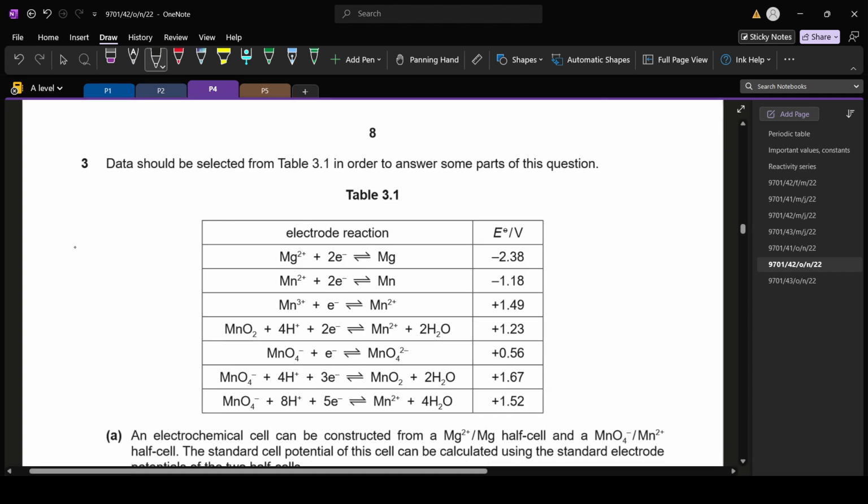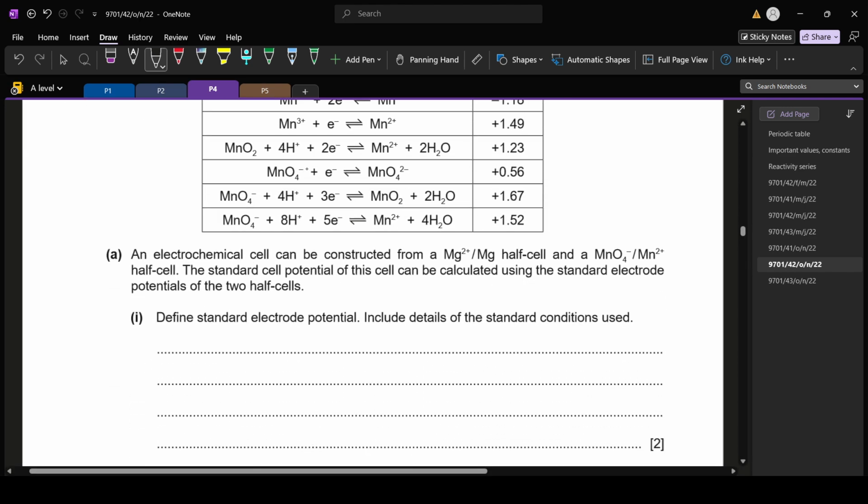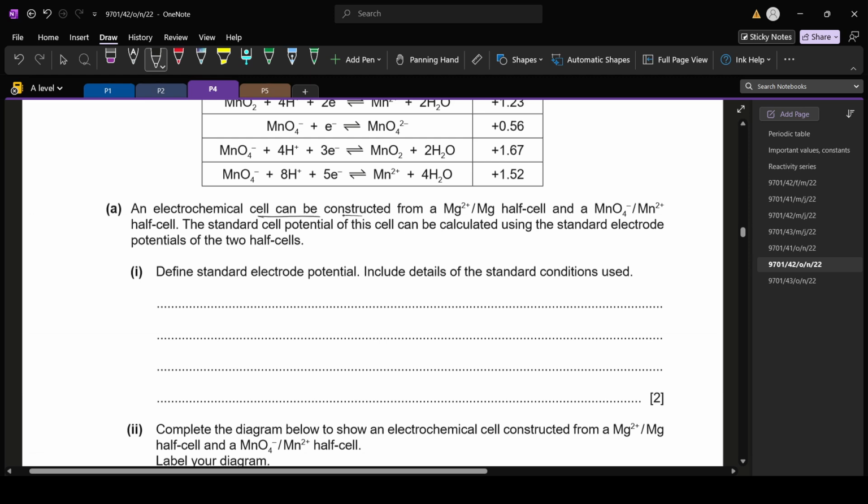Now moving towards question number 3. Data should be selected from table 3.1 in order to answer some parts of this question. An electrochemical cell can be constructed from this magnesium half cell and this MnO4 half cell. The standard cell potential for this cell can be calculated using the standard electrode potentials of the two half cells. Now define the standard electrode potential. Include details of standard conditions used.